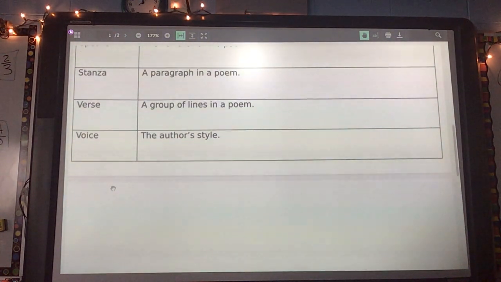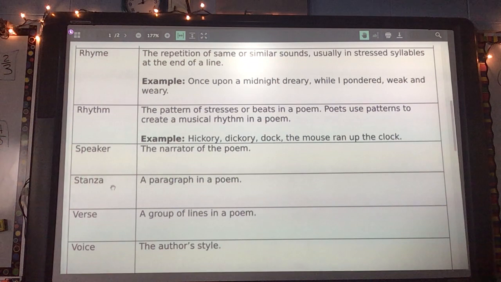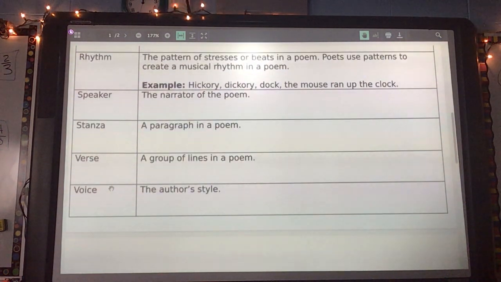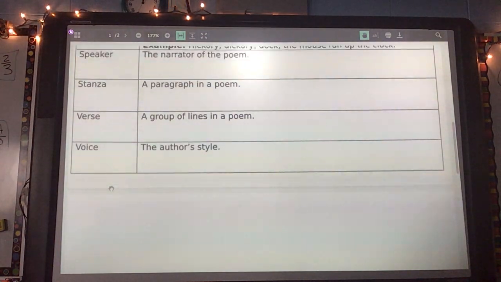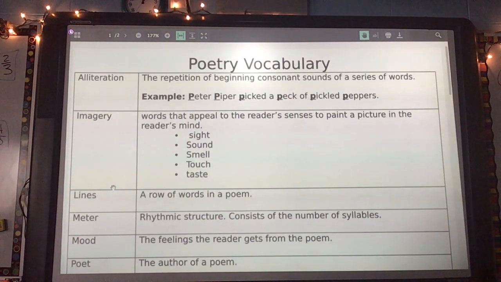A speaker is the narrator of the poem. A stanza, that is a paragraph in a poem, okay? We don't call them paragraphs. Poems get their own words. They call them stanzas. A verse is a group of lines in a poem, similar to a song verse that you guys learned with Mrs. Hinchley. Voice is the author's style that the poem is being delivered.